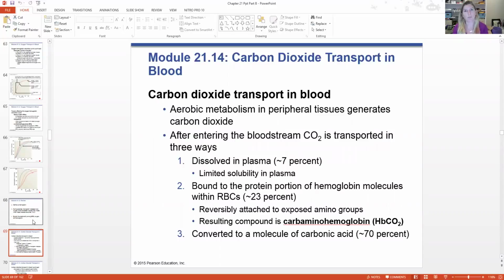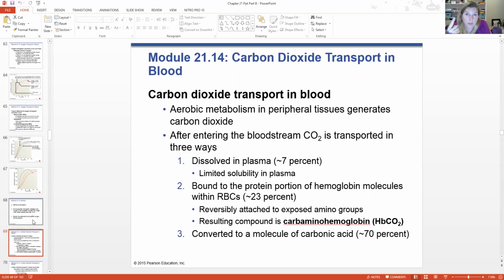Let's talk about what happens to carbon dioxide in the blood. It's actually a little different than what you might think. There's actually three fates for carbon dioxide when it enters the blood. First of all, let's understand that all of our peripheral tissues are producing carbon dioxide as they are metabolizing. It's a natural byproduct of metabolism. So as our tissues are producing carbon dioxide, it's going to diffuse into the blood at the periphery, and it's going to do one of three things.